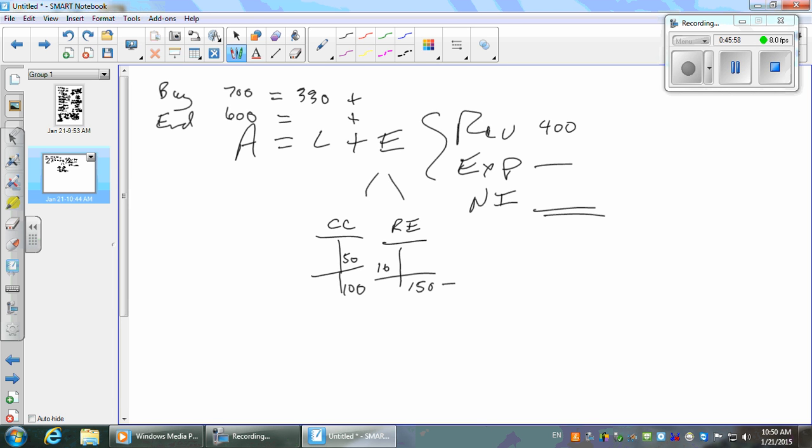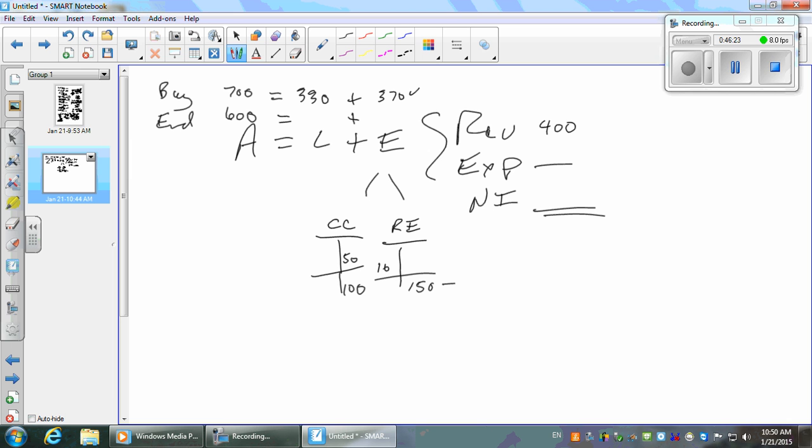Beginning equity is how much? You got 700 assets and 330 liabilities. What's equity? 370. I can get that number, right? Okay, now what can I do? Keep going. Ending liabilities is 300. How do I know my ending liabilities are 300?